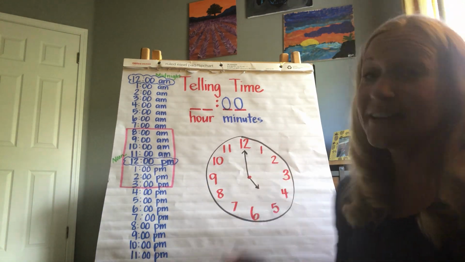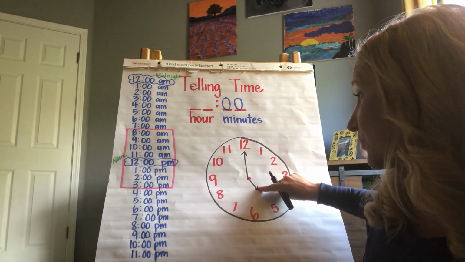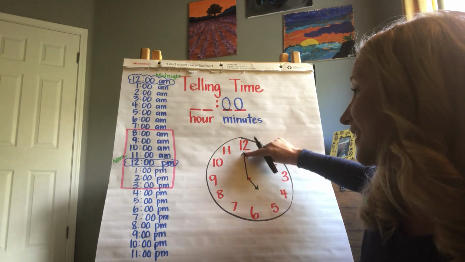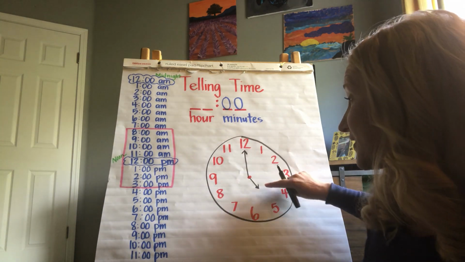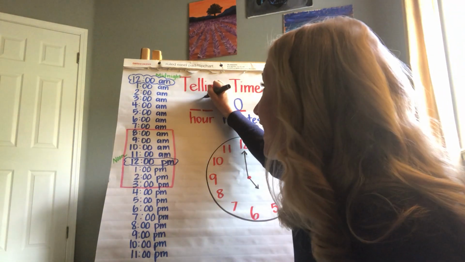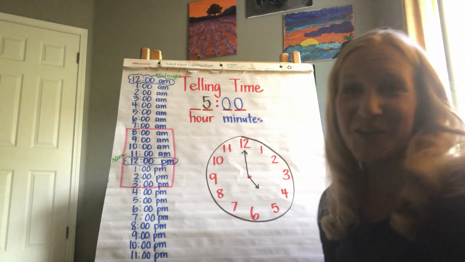Okay, so I did both mine in black on here. So look, my hour hand is the short one, and it's pointing to the 5, and my minute hand is pointing up there to the top. So this is 5 o'clock. And the way I would write that is just like that, 5 o'clock.